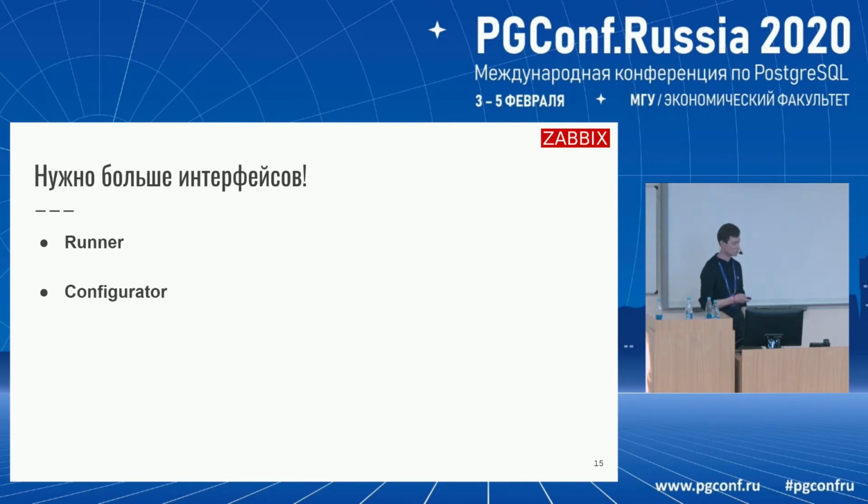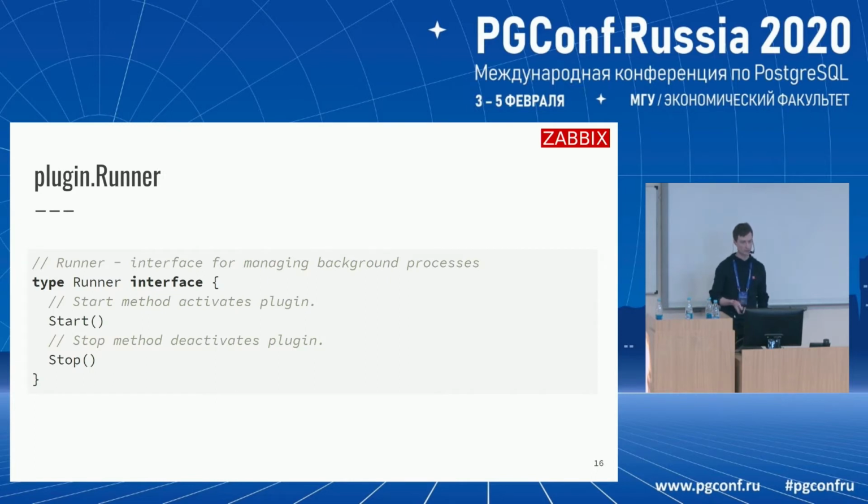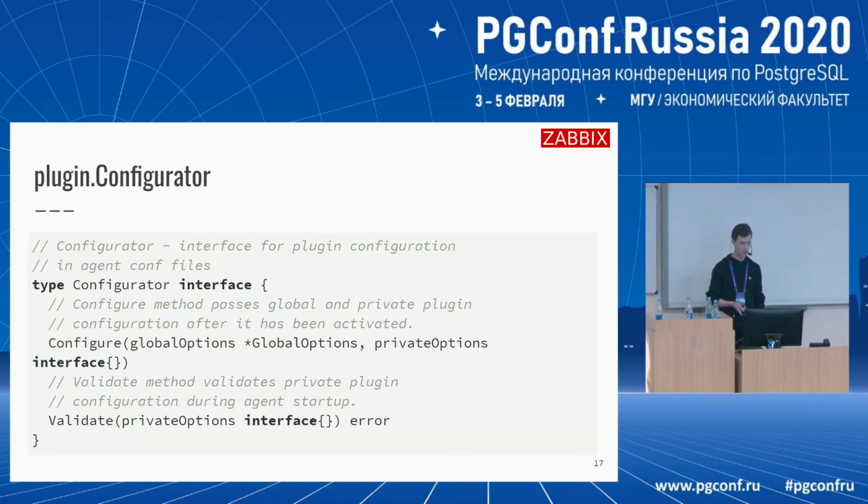We have two more interfaces, which are runner and configurator. Runner gives you an interface for managing background processes. You can check when it started, when it stopped. You can use it to stop background processes and to release unused resources.